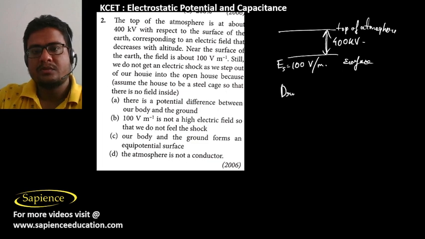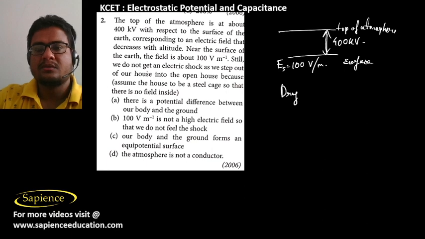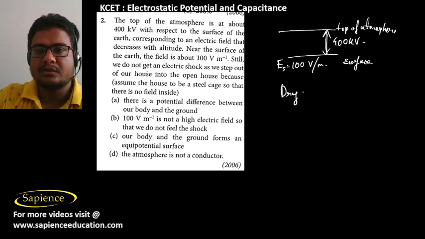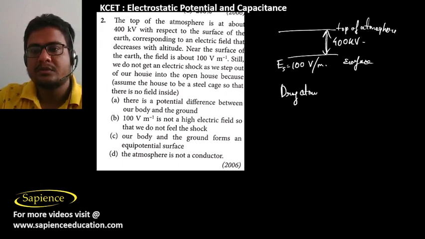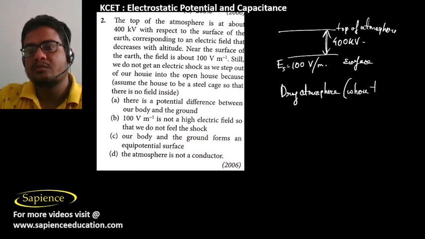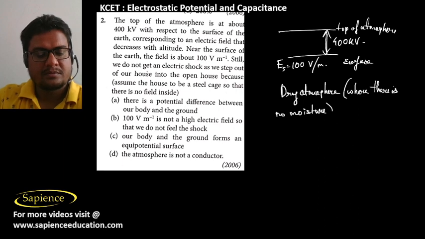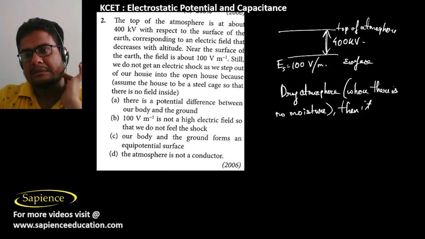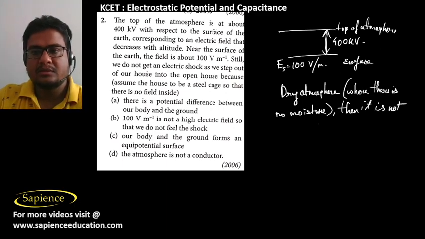We know that when the atmosphere is dry, then there are no water droplets in it, which means there is no moisture in the atmosphere. A dry atmosphere, when there is no moisture in the atmosphere, is not a conductor.